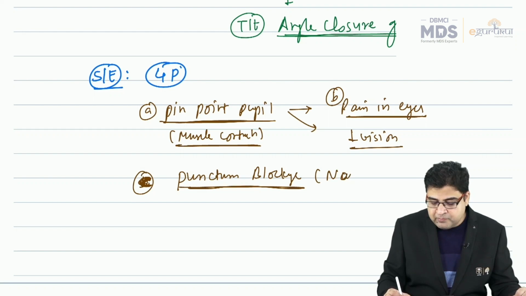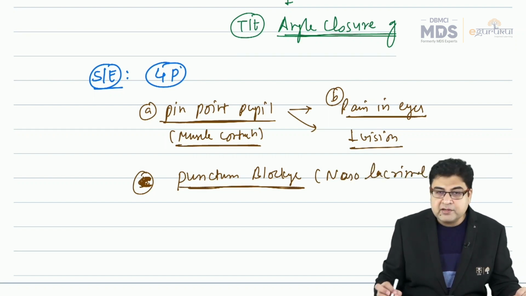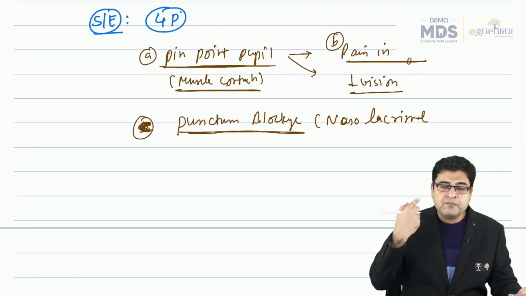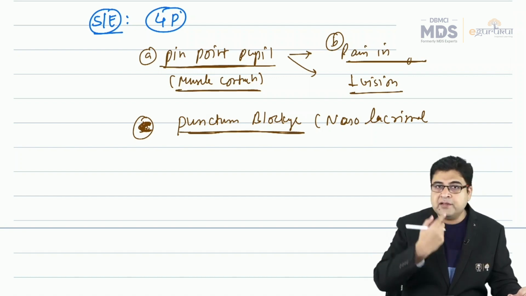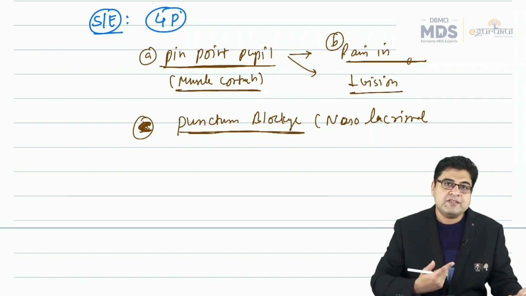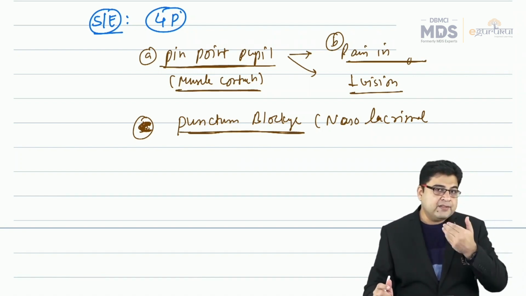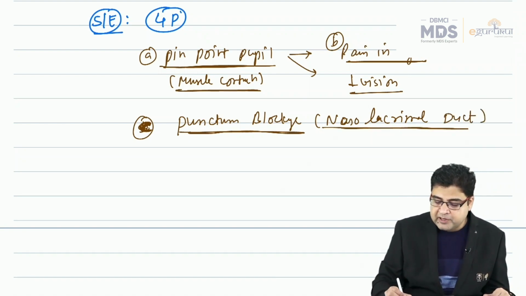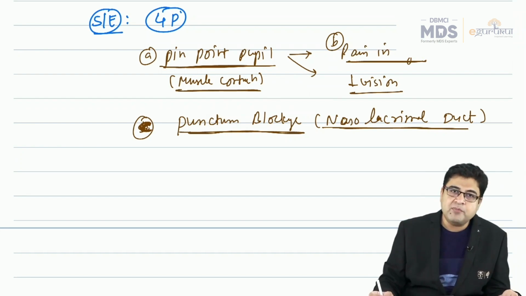Punctum blockage means the blockage of which duct? The answer is the nasolacrimal duct. As the name suggests, the duct is connecting the lacrimal gland and the nose. Whatever lacrimal secretions, whatever tears are there, are drained in this nasolacrimal duct. The opening of the nasolacrimal duct we call the punctum. So this medicine can cause punctum blockage.